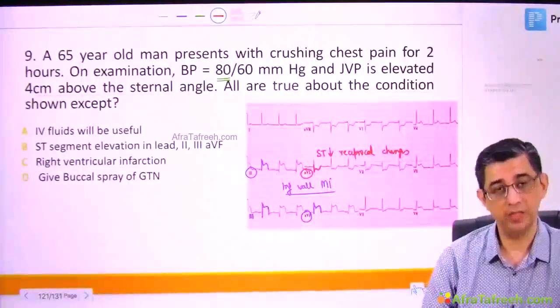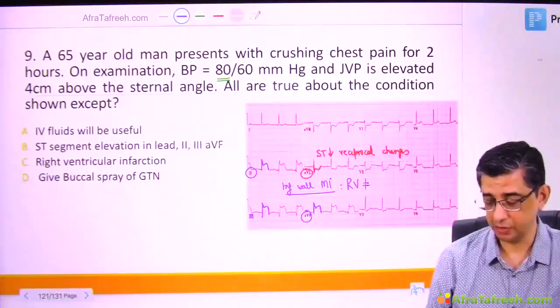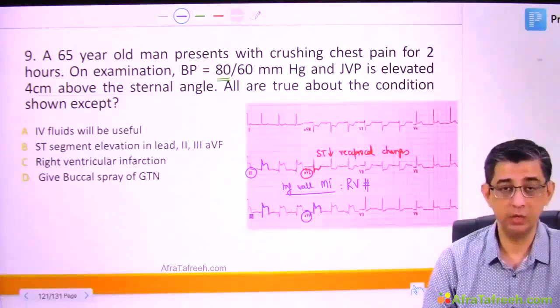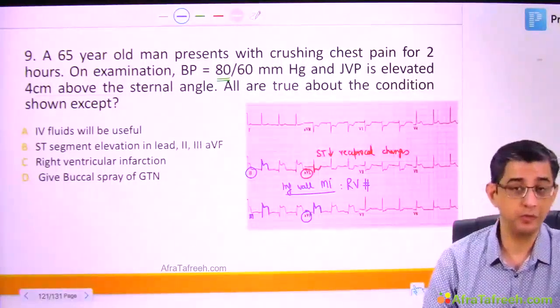The point is, in inferior wall MI, you will always be having hypotension. Why? Because the right ventricle is in malfunction. If less blood goes to the lungs, less will come to the left side, so the BP will dramatically fall. So I want to maintain the perfusion to vital organs.